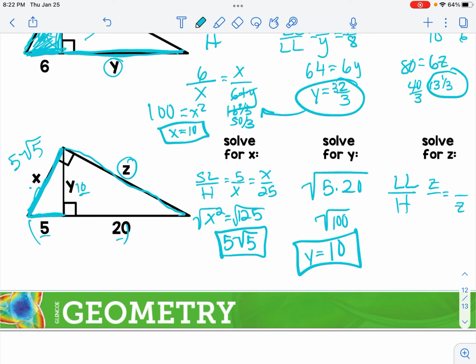Its hypotenuse is 20 plus 5, so 25. And then the other one is the long leg of 20 over z, which is its hypotenuse. When I multiply those out, it's z squared equals 500. When I simplify that, that becomes 10 radical 5 when I square both sides.